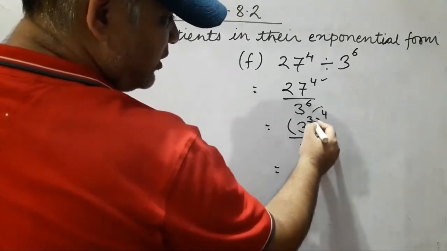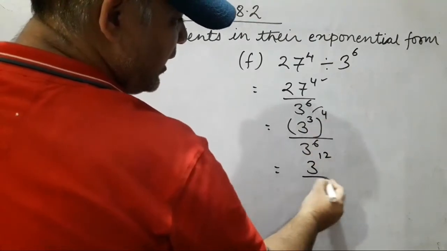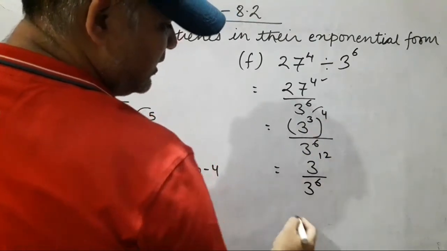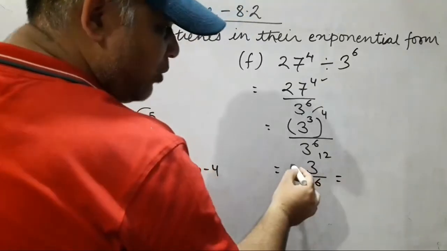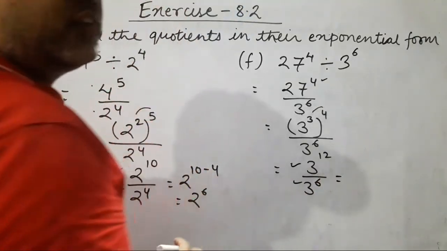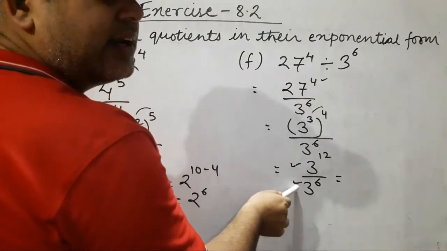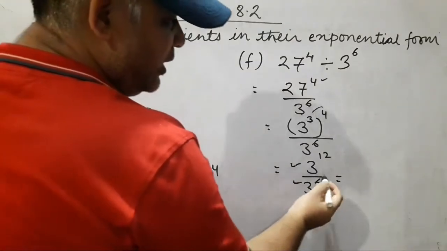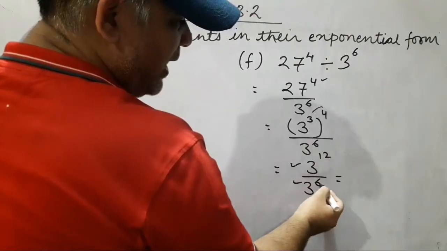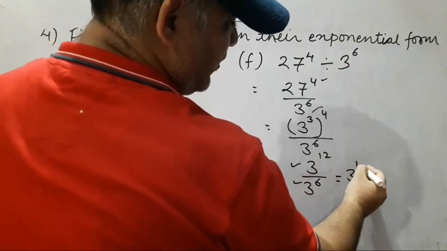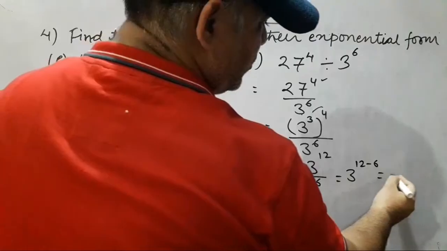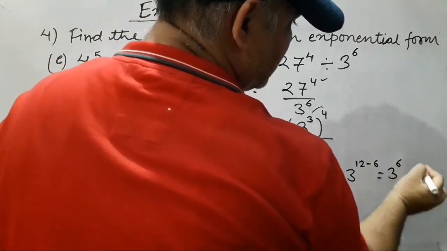3 power 3 into 4 is 12 by 3 power 6 equal to, now we shall follow here the quotient law of indices. When same bases are divided, then the powers are subtracted. So 3 power 12 minus 6 equal to 3 power 6.